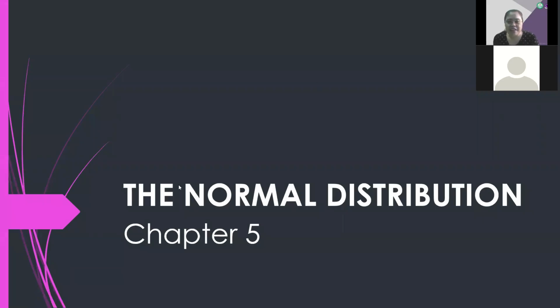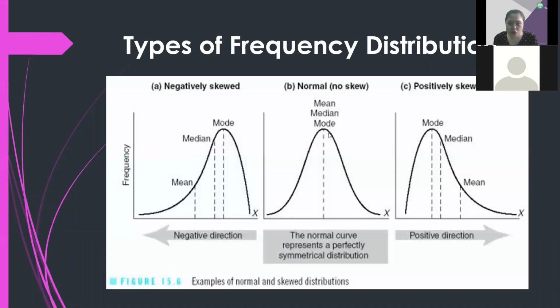Sige. We have here for chapter 5, the normal distribution. Before we can really identify what specific inferential statistical tool we are going to use to process the collected data in research, we have to make sure first that we can identify the type of data that we have gathered, whether the data is nominal, ordinal, or scale.